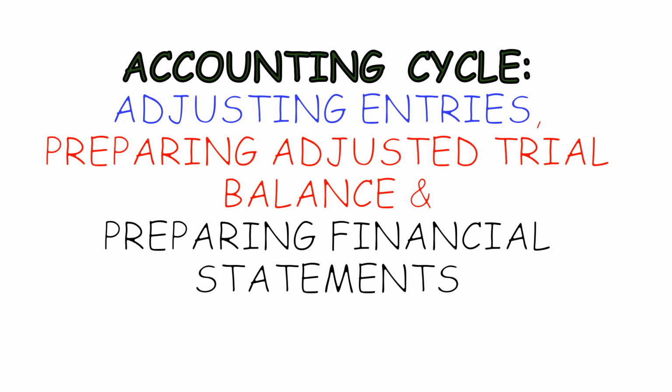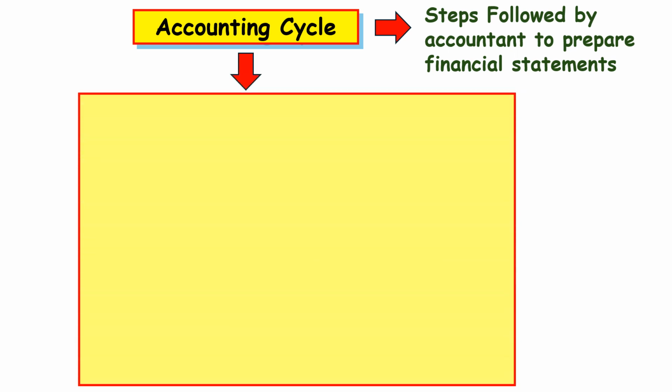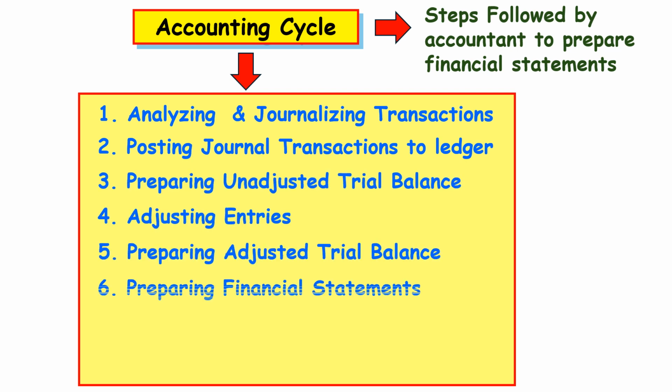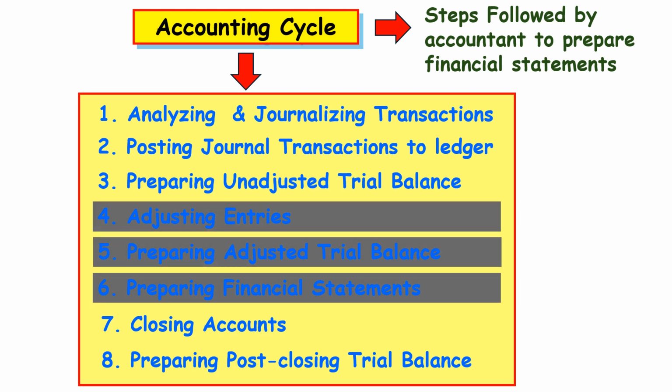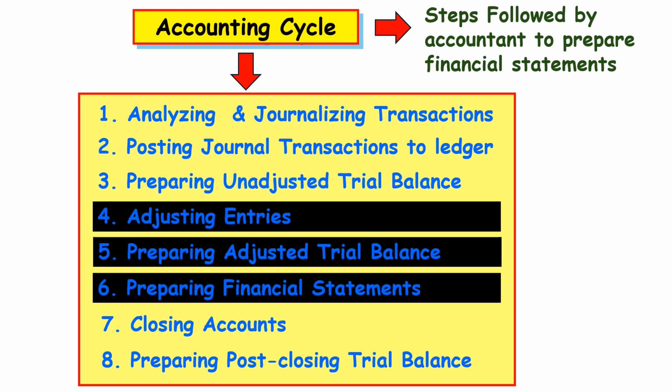I have covered adjusting entries in other videos, but we'll give you a summary here to reinforce the learning process. If you have watched the previous two videos, you will recall the accounting cycle is the steps followed by the accountant to prepare financial statements, and there are 8 steps. In our first two videos, we talked about the first, second and third steps. In this video, we are going to talk about adjusting entries, preparing the adjusted trial balance, and preparing financial statements.